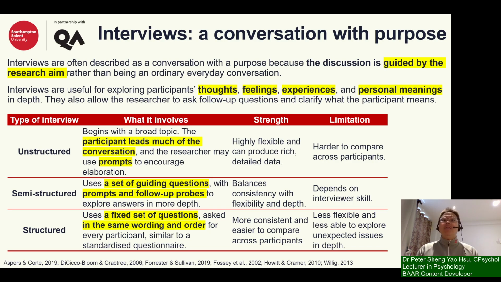If another participant talks about feeling proud to be a role model for their children, the researchers can explore that meaning further. The limitation is that semi-structured interviews depend on interviewer skill. The researchers need to know when to probe, when to move on, and how to avoid leading the participants.